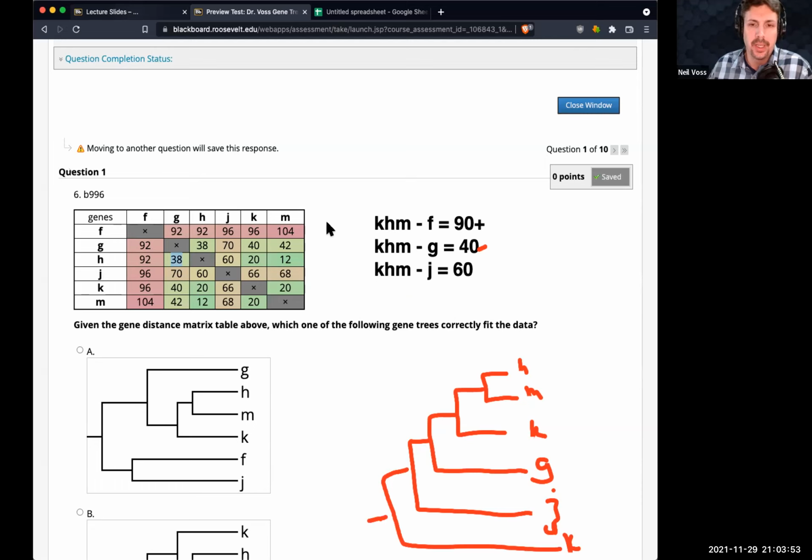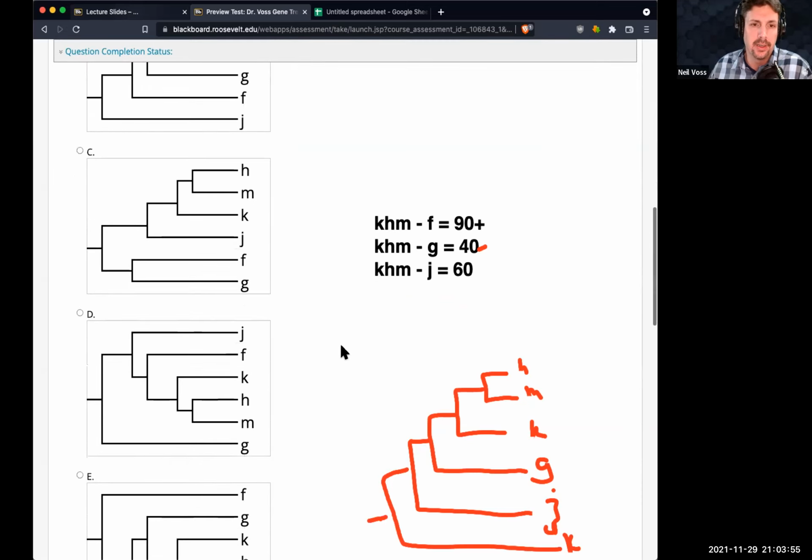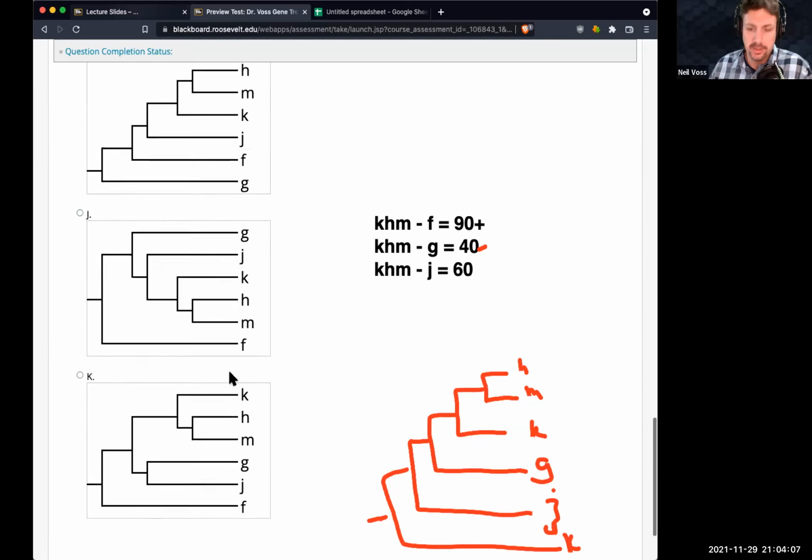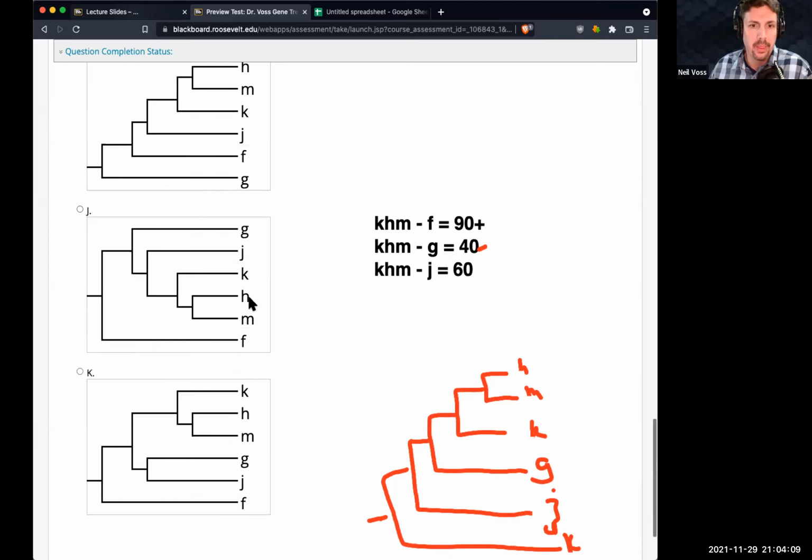So without doing all those calculations, I can now ask, it looks like E is a good candidate. That's these, right? So H and M, K, then G, then J, then F. Let's look at the other one, J, H and M, K, J, G. So this one has J before the G. So those two are swapped. I think G comes before J. So I don't like this aspect of that one.